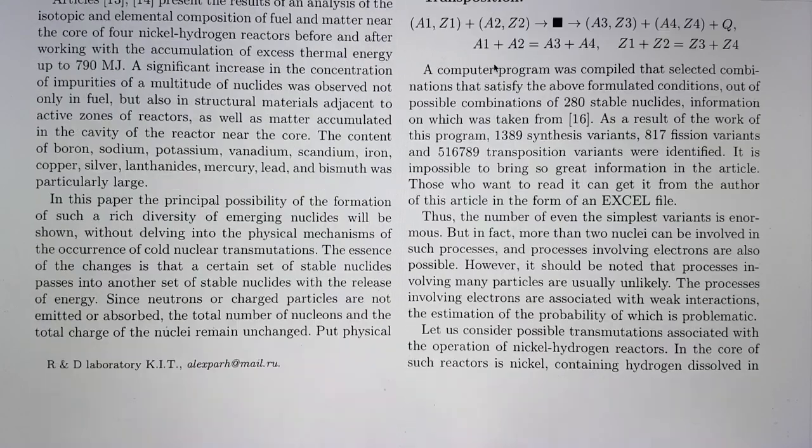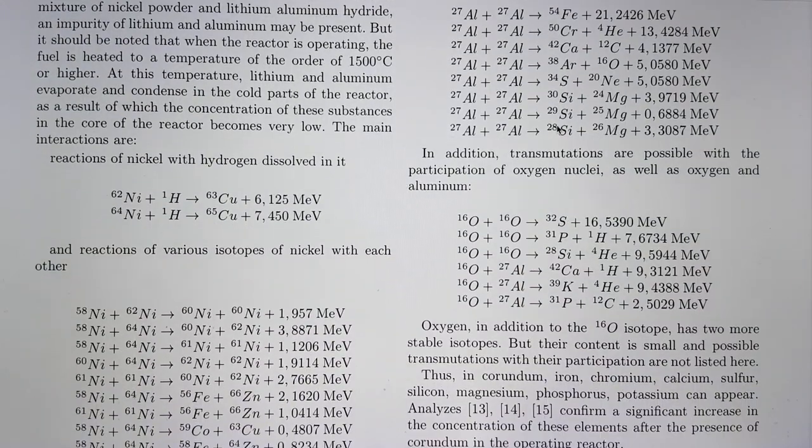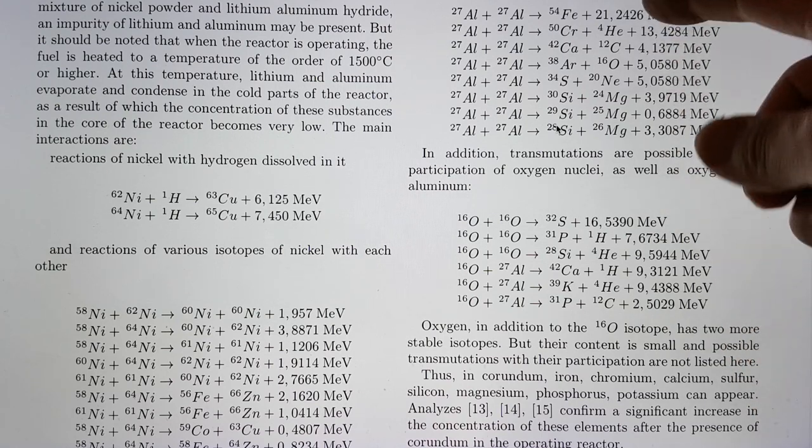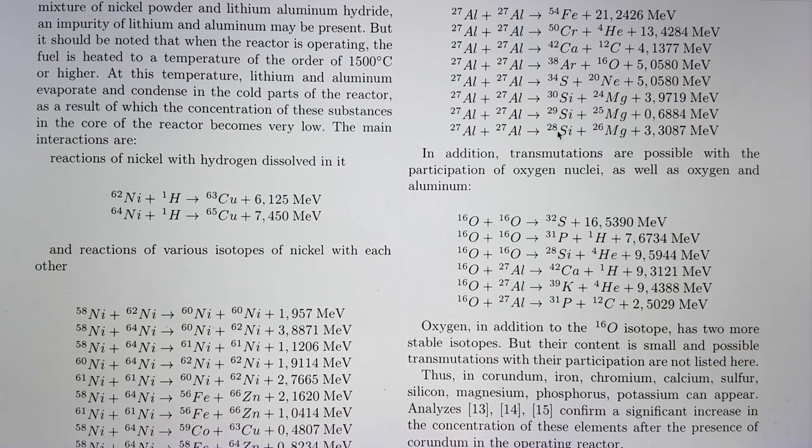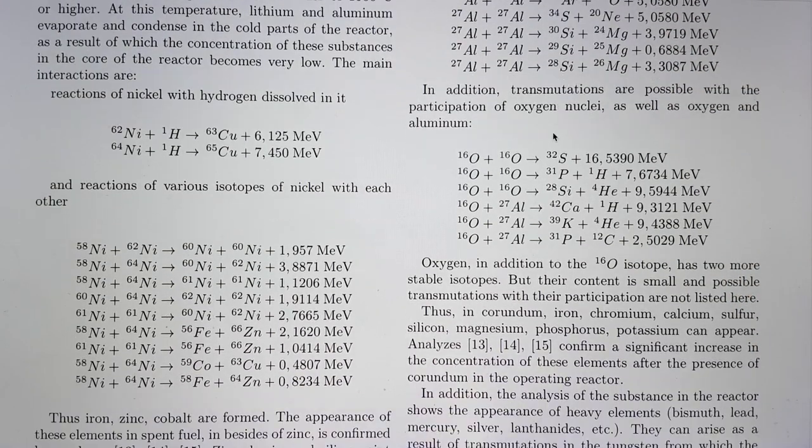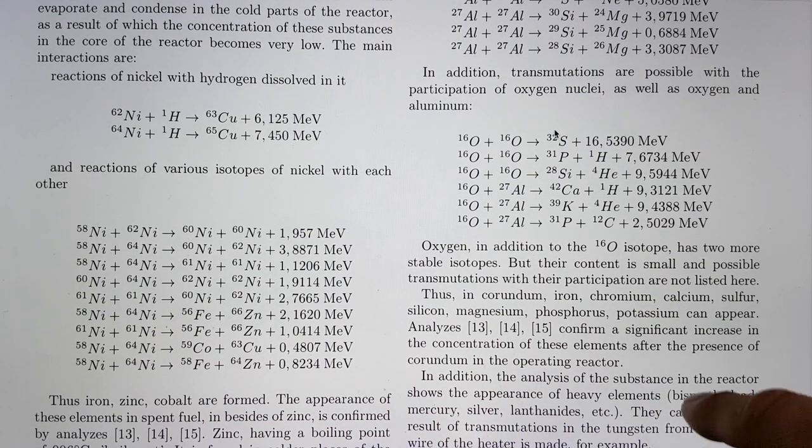And if you actually look at what he's saying down here, you get all these potential explanations for some of the observed transmutations. And he's even saying that he was observing bismuth, lead, mercury, silver, and lanthanides being produced, as well as other lighter elements.